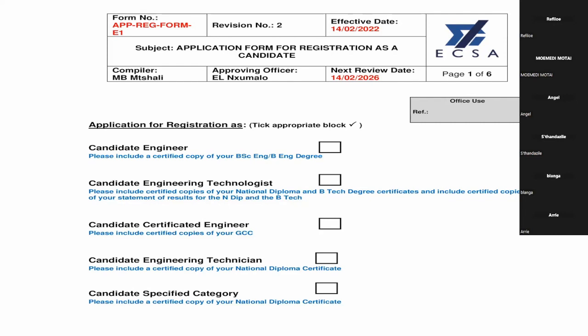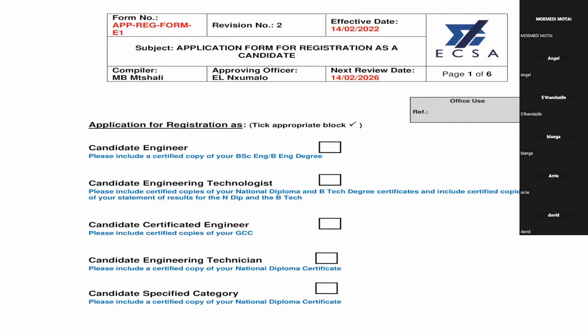Then for your technician, it is your national diploma and those other 3 benchmarks. That's what I discussed there. That's all you do. You don't have to wait. The moment you get your document to say, I've got my degree, I've got my diploma, I've got my certificate, you just get it certified and you apply and you tick it on this block. There are no reports you have to write. There's no experience. You are a candidate.